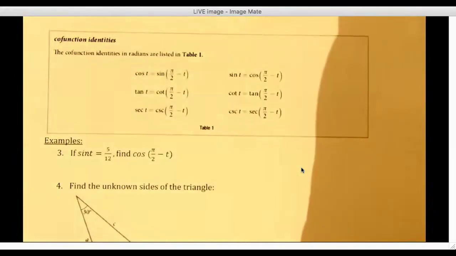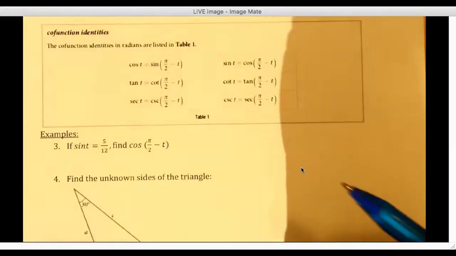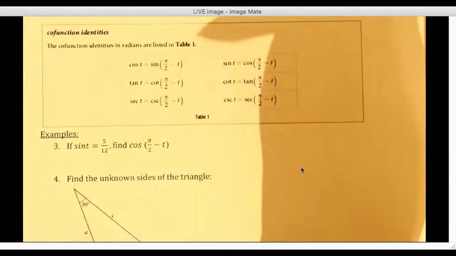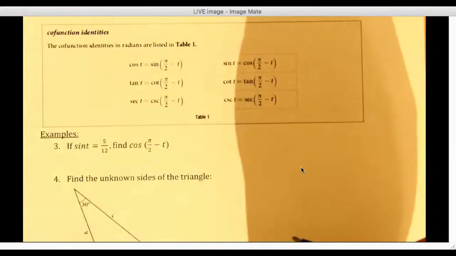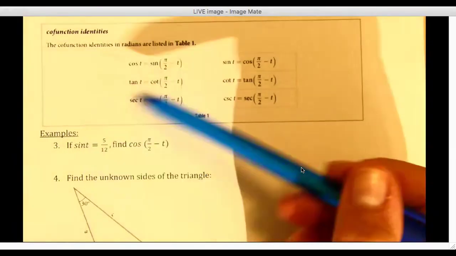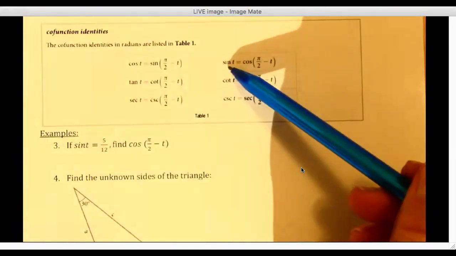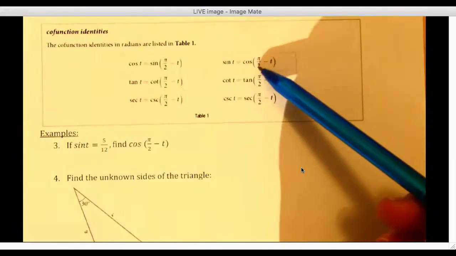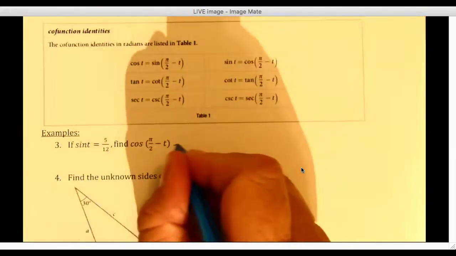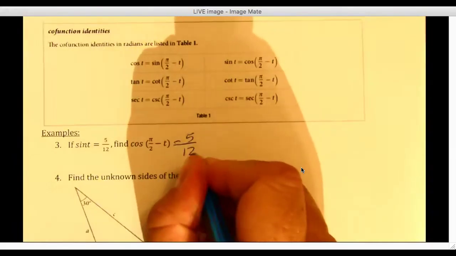How we can apply it in a problem here is if I have sine of t is equal to 5 over 12, I can find cosine of pi over 2 minus that same angle. And what that's stating here is that if I have sine of some angle t, cosine of pi over 2 minus that same angle is equal to the exact same thing. So this would also be equal to 5 over 12.